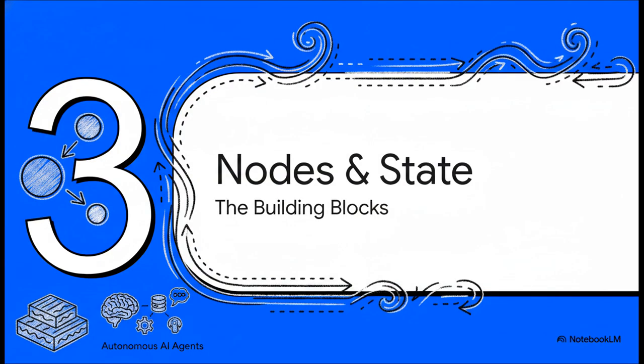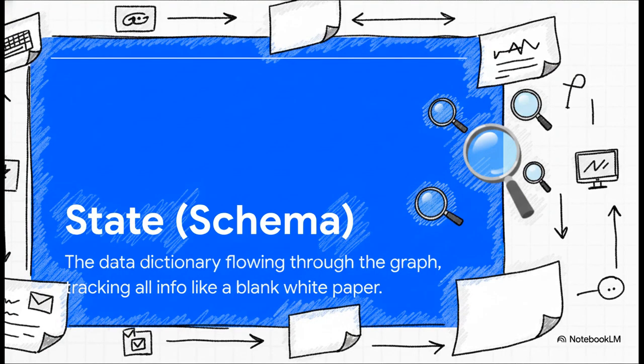Next up, Section 3, nodes and state schemas. These are your fundamental building blocks. To really wrap our heads around how the architecture works, we need to zoom in a bit, starting with the state. Now, think of the state like a giant blank piece of white paper that just gets passed around your entire system. It's essentially a schema, a data dictionary, that flows from start to finish. If our finance agent checks a bank balance, well, that specific balance gets written down on this paper so the system doesn't forget it. It tracks all the inputs, all the outputs, and literally every single piece of information moving through your agentic AI.